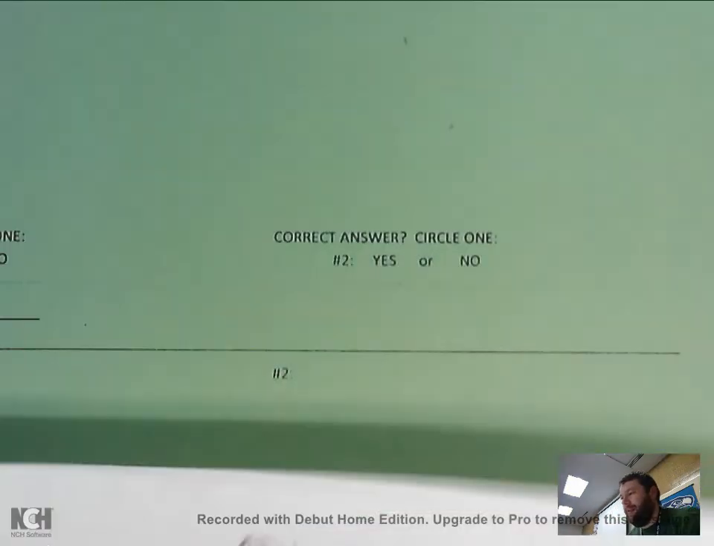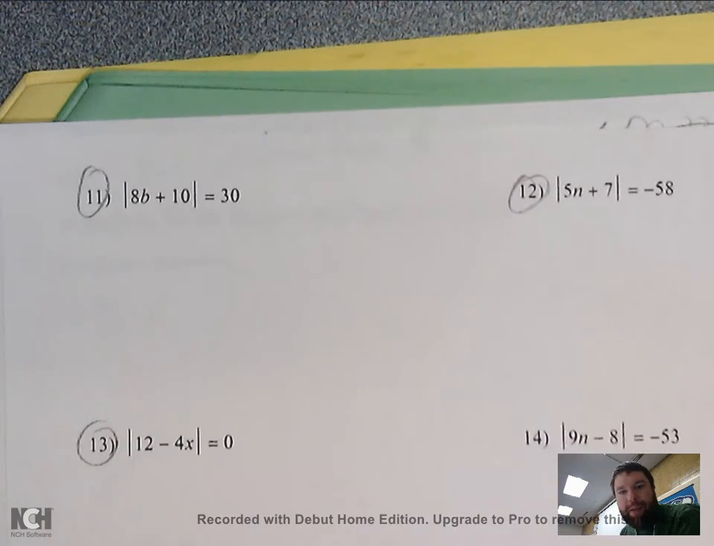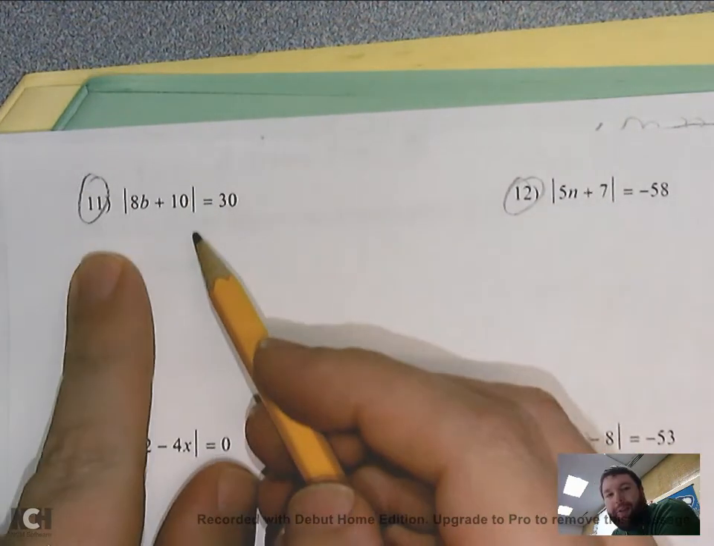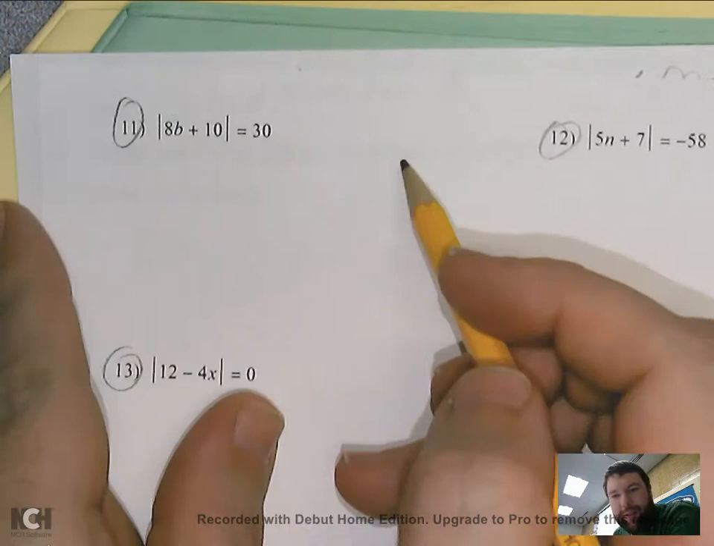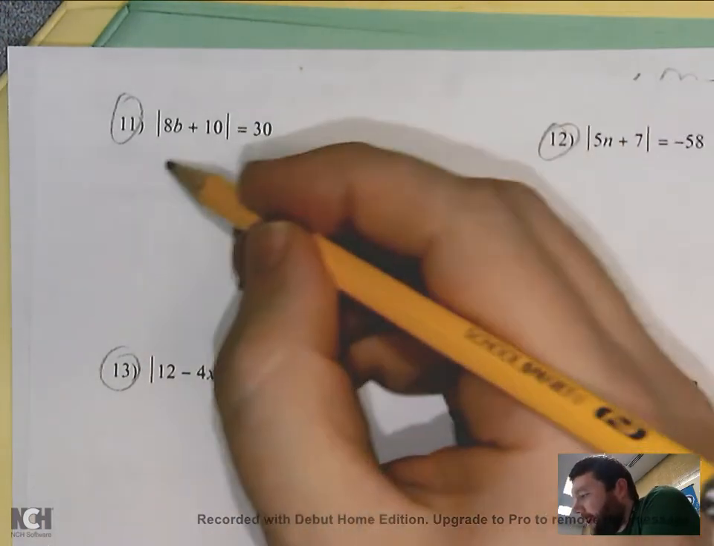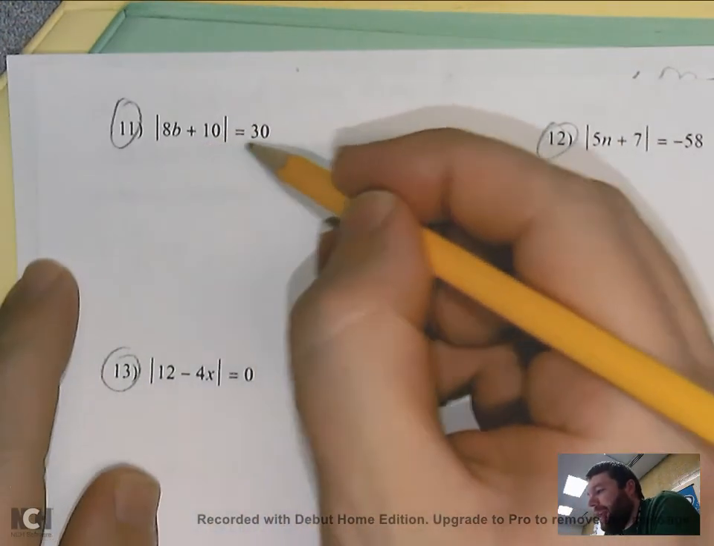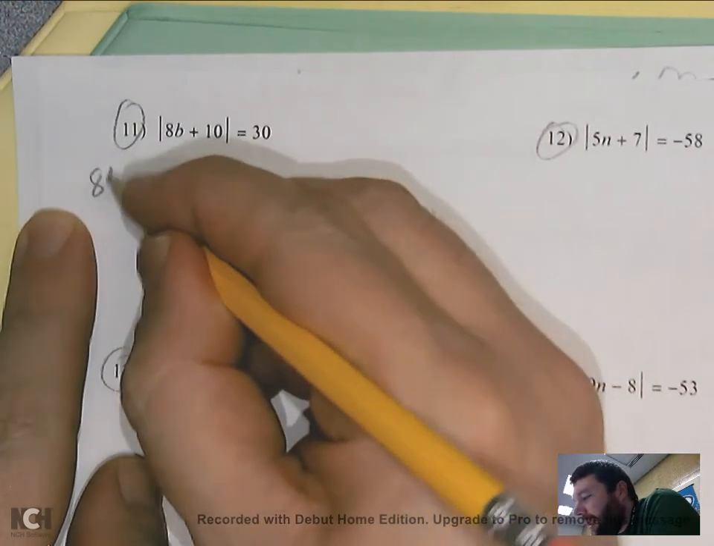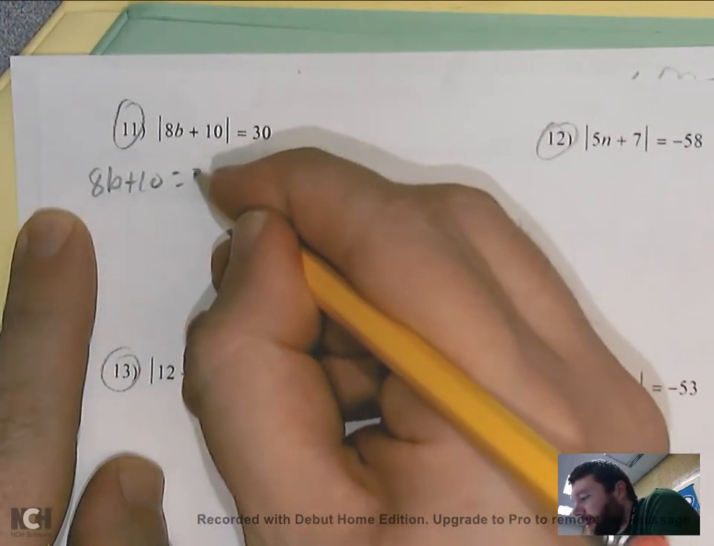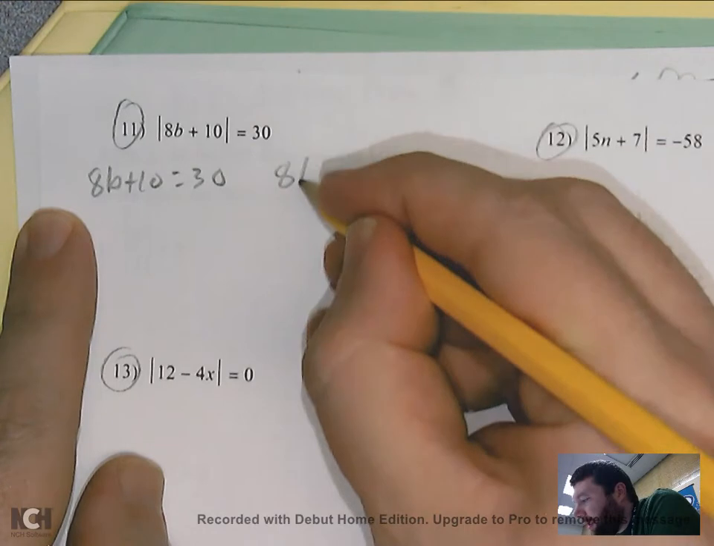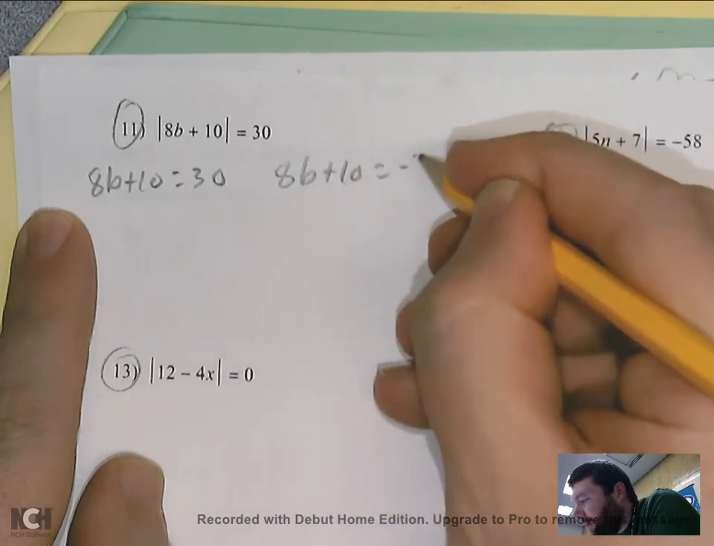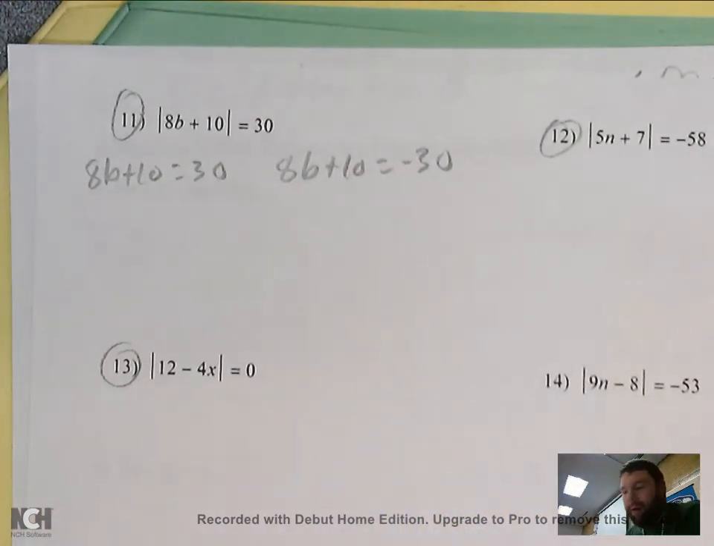Then let's look at some other examples here. So let's look at this one. So absolute value is all by itself. So this is where I split it into the two equations. 8b plus 10 could equal a positive 30. 8b plus 10 could equal 30. But 8b plus 10 could also equal a negative 30. So I've got to solve for both.